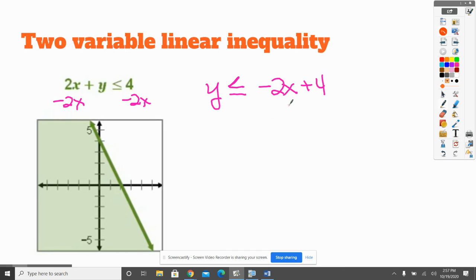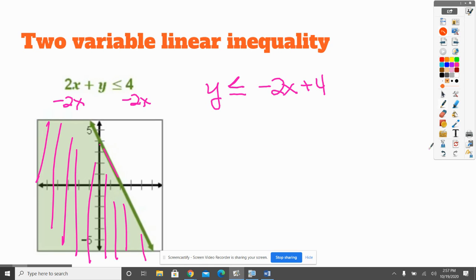So I'm going to graph the boundary line. I'm going to do a solid line this time. So I went up 4, down 2, over 1 for a slope, and it's a solid line. Then you have to ask yourself, where is y less than that line? It's less than that line when it's below the line, or lower.